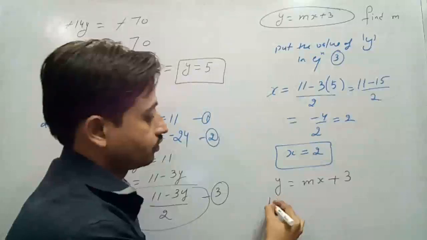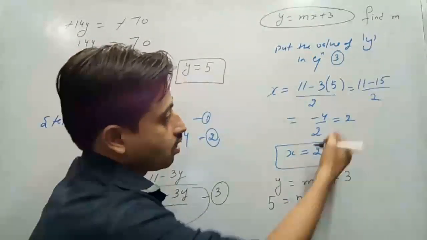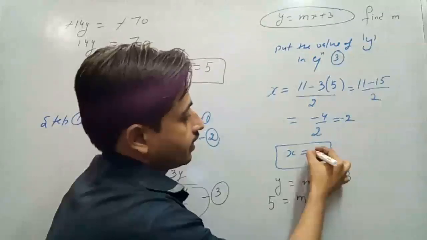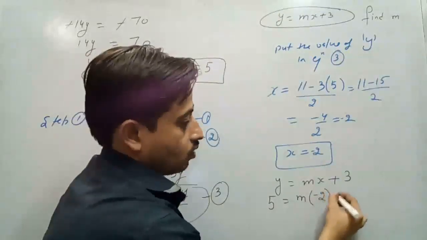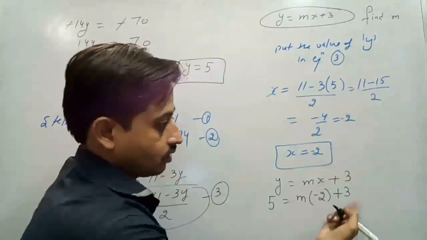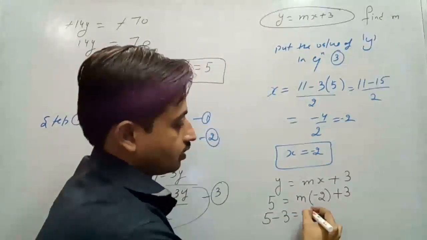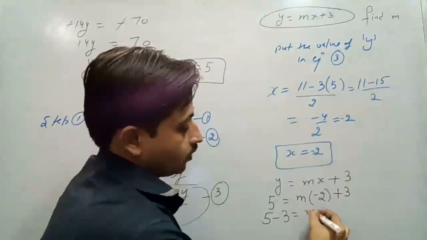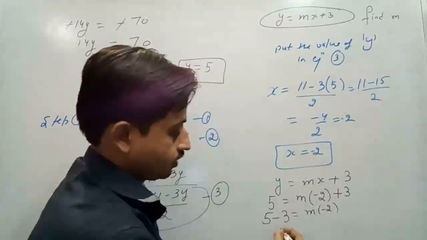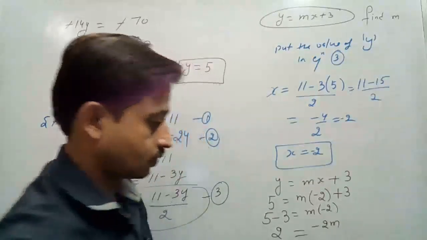And now what is the value of y? y is 5, equal to m times x. What is the value of x? Sorry, we get negative 2, plus 3. Now solve this. Take it on the left hand side: 5 minus 3 is m into minus 2. So 2 is equal to minus 2m.